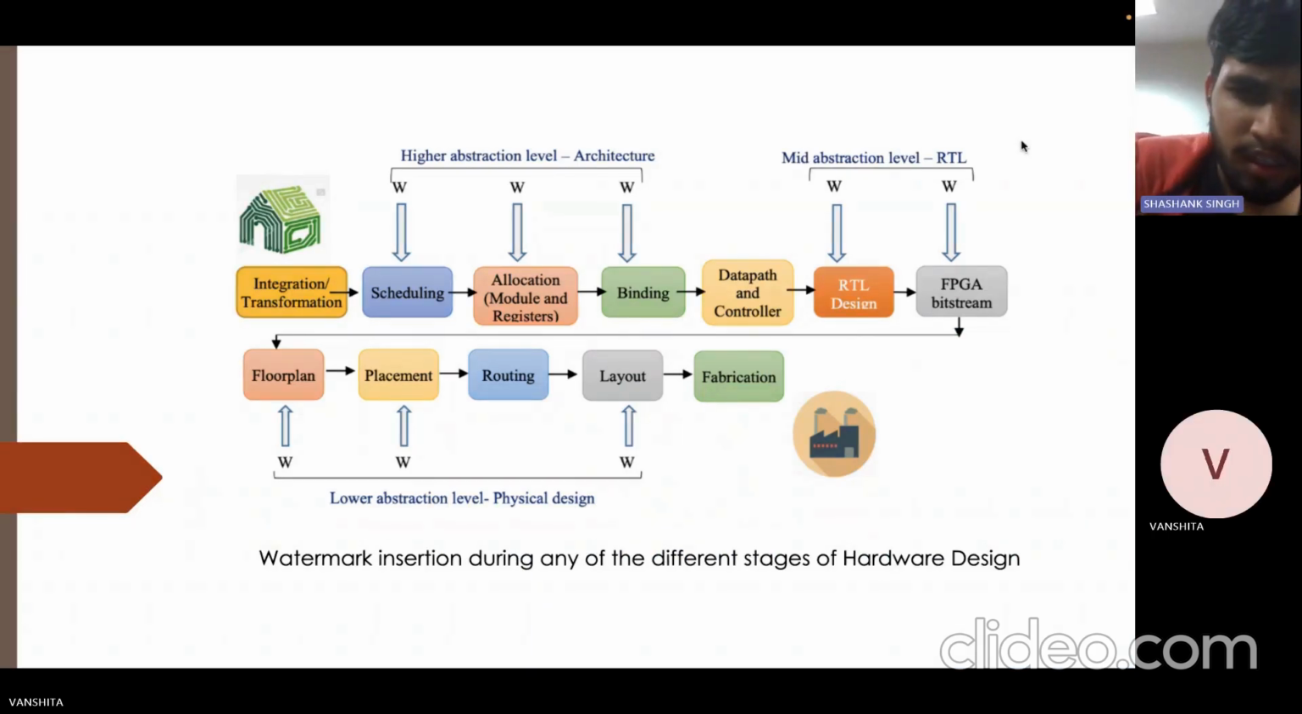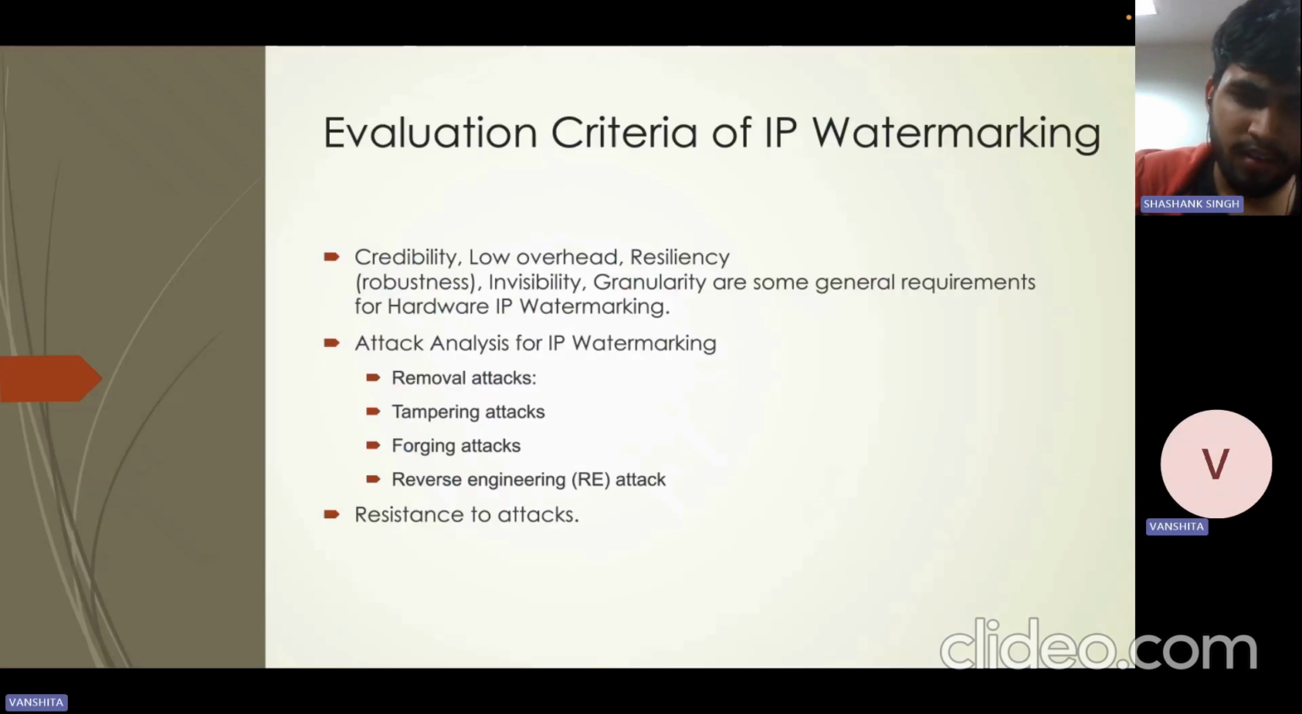As we can see, watermark insertion during different stages of hardware design is divided into three categories: higher, mid, and lower abstraction level. So the general requirements of IP watermarking are credibility, low overhead, resiliency, invisibility, and granularity.